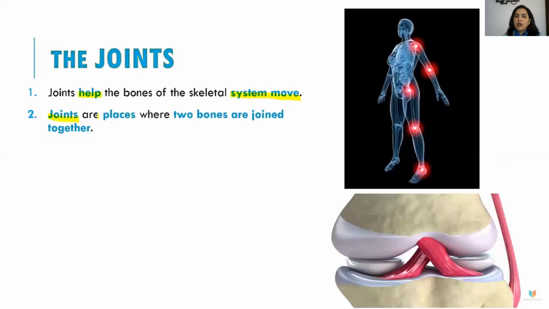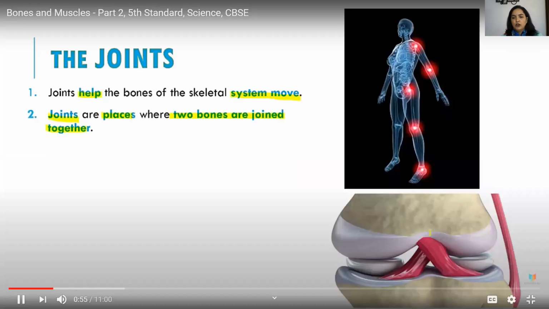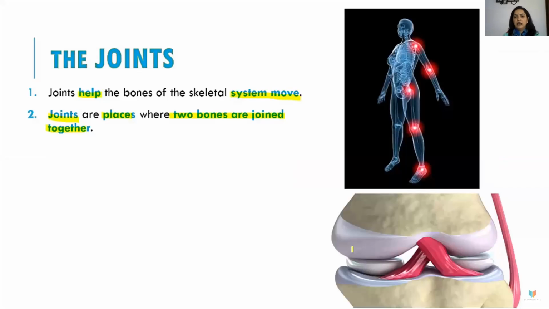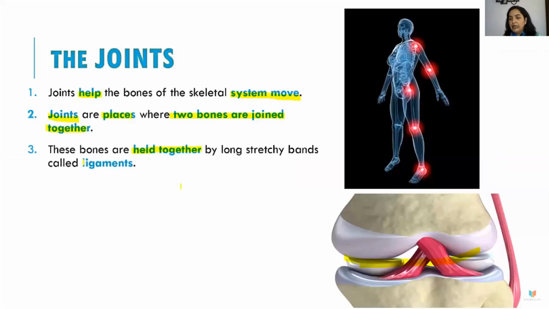Joints are the places where two bones are joined together. You can see it here in the picture. Okay, this cursor you can see. Joints are joined here, and with the help of these pink color pictures you can see this is the ligament. They are the places where two bones are joined. You can notice the joints in your body also, if you feel them. These bones are held together by long stretchy bands called ligaments. This pink color you can see, these types of bands are the ligaments.